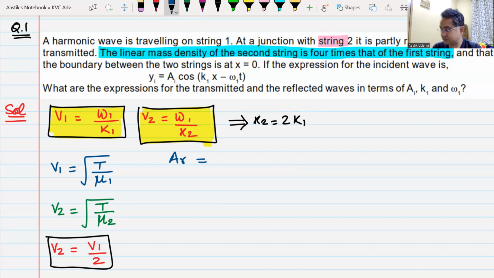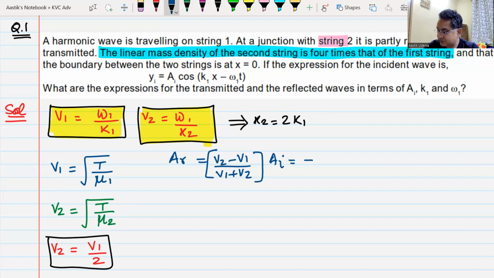The reflected wave is V1 by V1 plus V2 into AI. V2 minus V1 by V1 plus V2. I don't know the formula, you have to tell me the result. I know the formula. It is V2 minus V1 upon V1 plus V2, multiplied by AI. Yes, minus 1 by 3, sir.